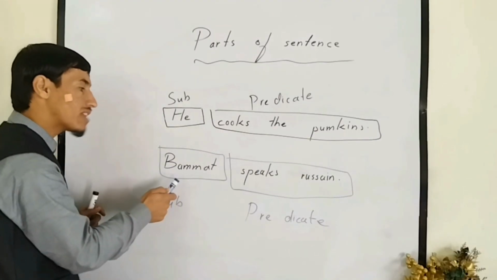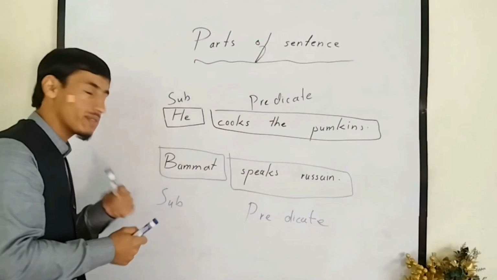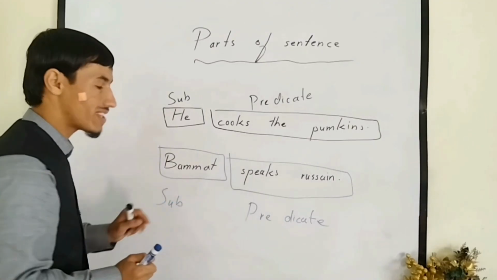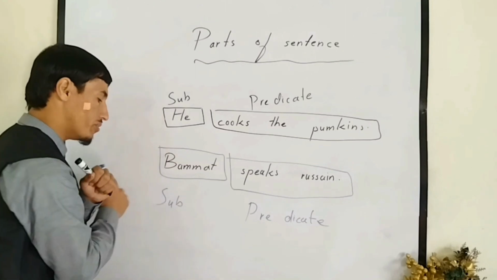So Bamat is also a noun here, you know, this is a pronoun he, and Bamat is a noun, and this is also called a subject in a sentence. Bamat is the doer of an action here too.